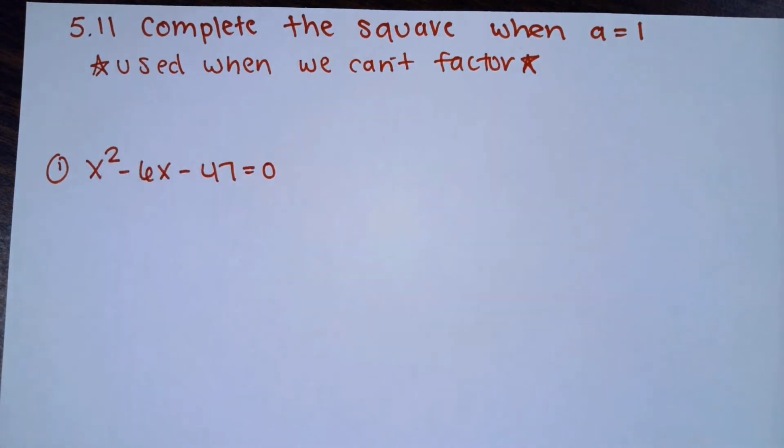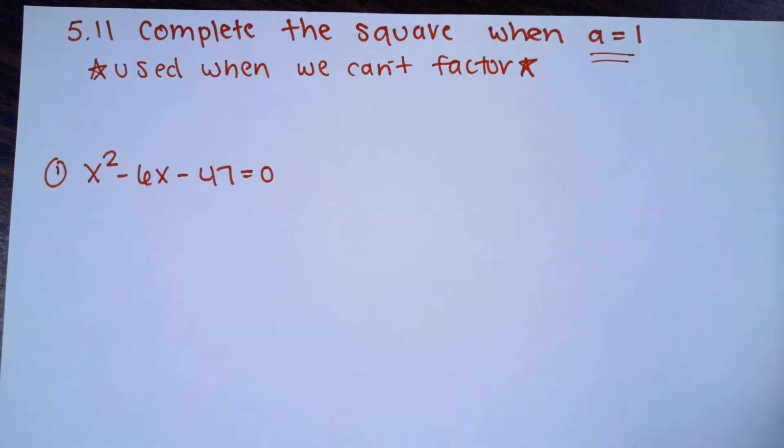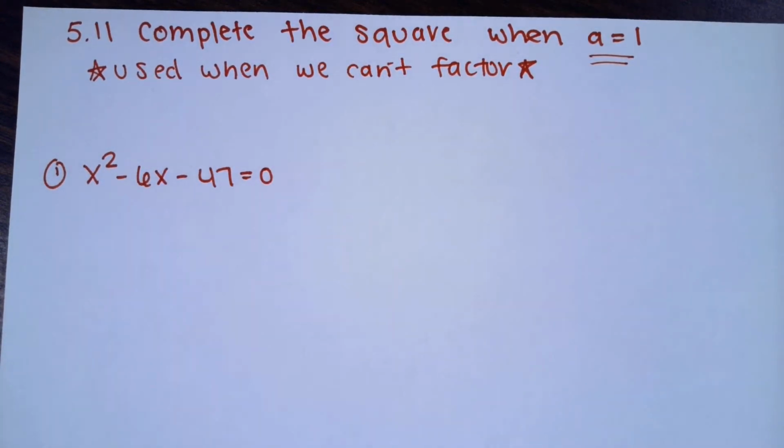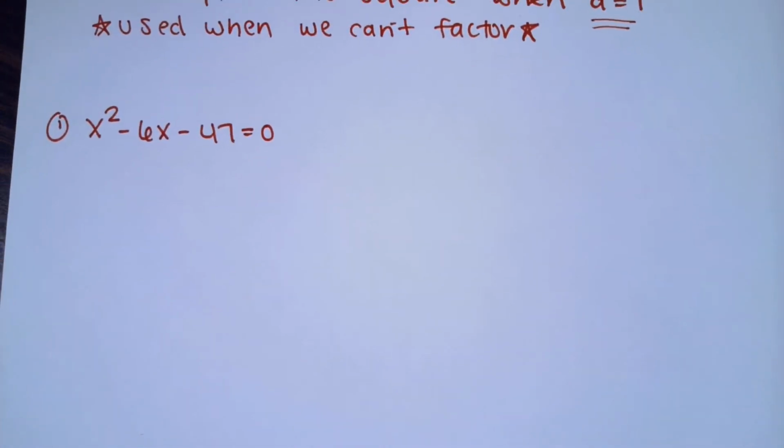Today we are going to talk about completing the square. This is a method that we use when we have a quadratic that we can't factor or we might be having a really hard time factoring. And today we're going to talk when our leading coefficient is 1, and then tomorrow we'll do when our leading coefficient is not 1. All right, let's learn this by looking at an example.